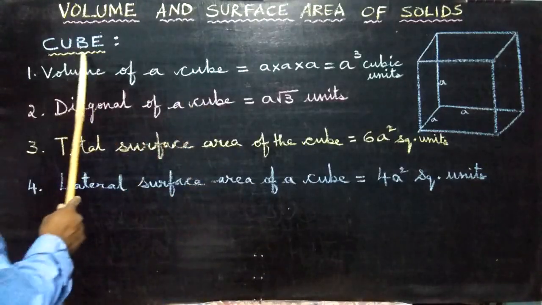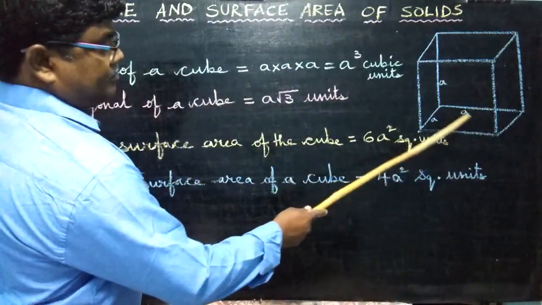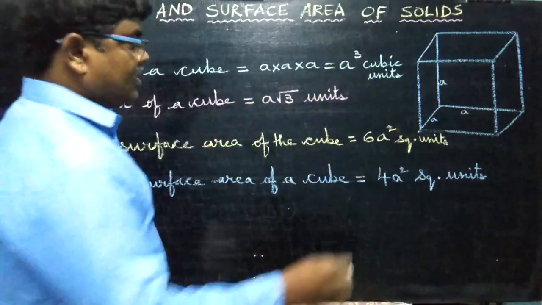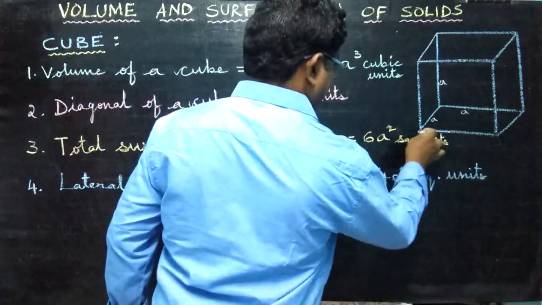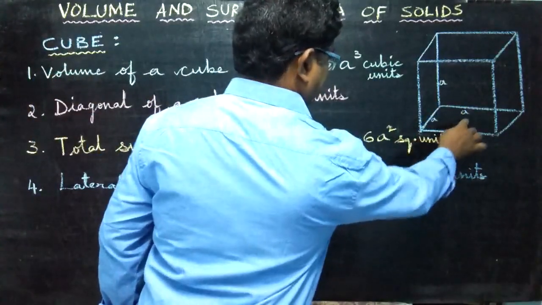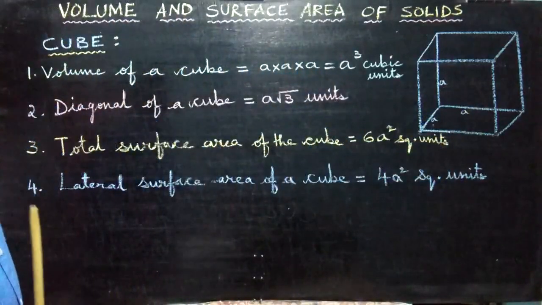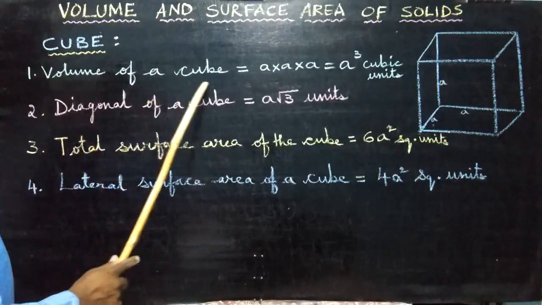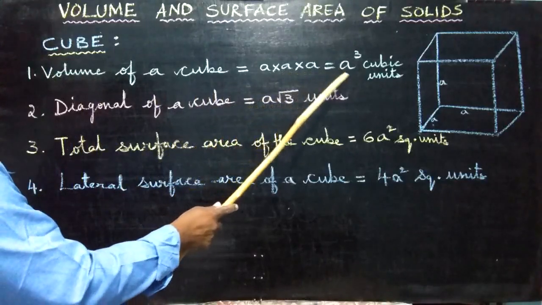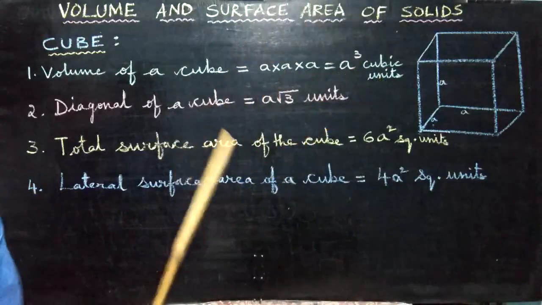Next solid is cube. Here the length will be same, breadth will be same and height also will be same. If all the 3 sides are equal, then we call it a cube. Length A units, breadth A units, height also A units. Then volume of a cube is equal to A into A into A, that is A cube. 3 times we are multiplying, cubic units.